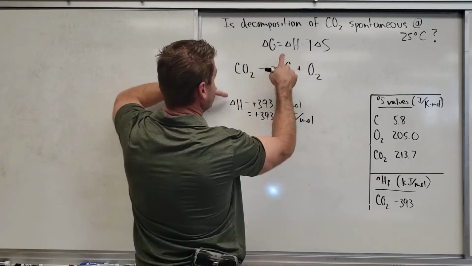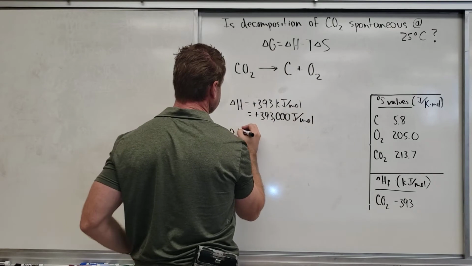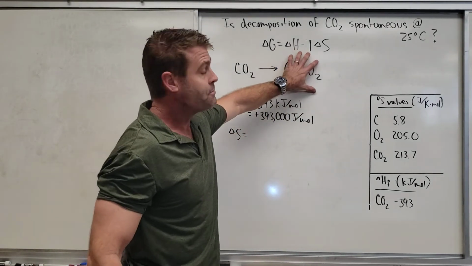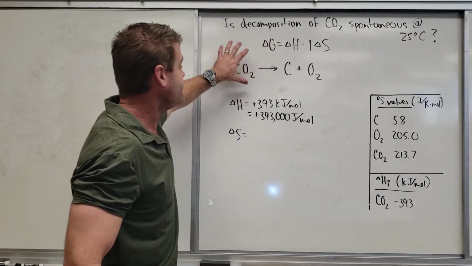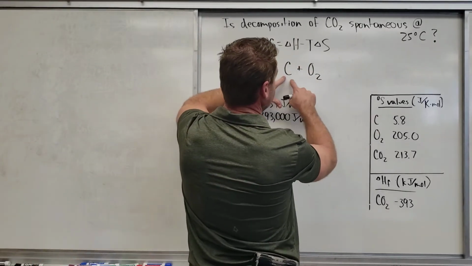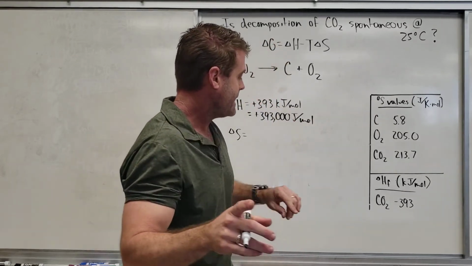Now, what else do I have to calculate? I have to calculate a delta S. Do you remember how to do delta S? You just take the entropy of the products minus the entropy of the reactants. So the products here, the entropy value for carbon is 5. Oh, this is kind of good to know too.